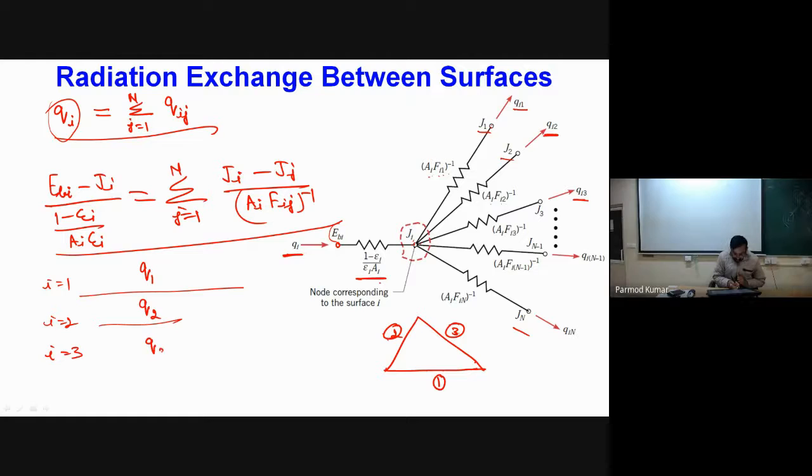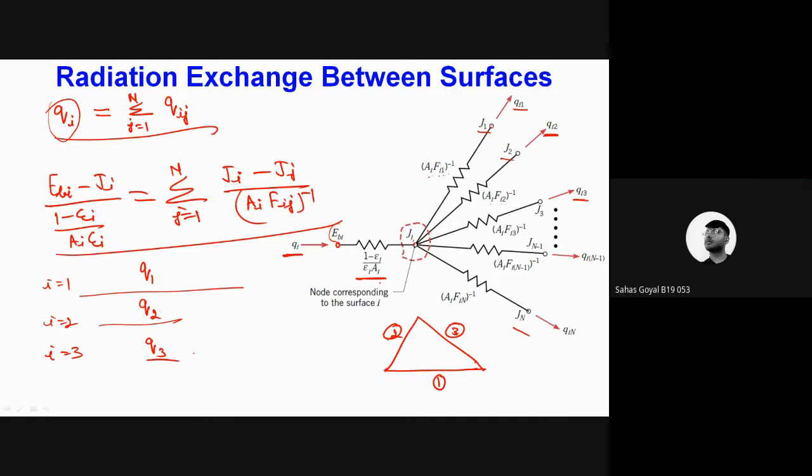Similarly, I will be 3 for Q3. Any other confusion? No. Shall I proceed further?